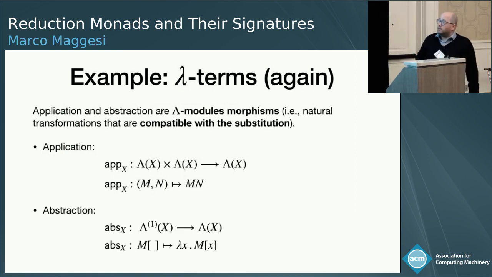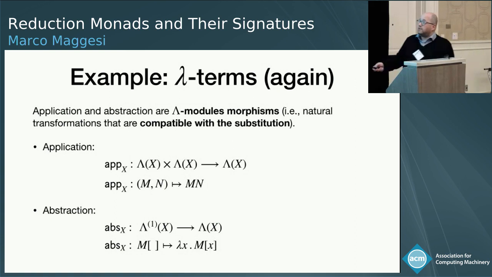And the other example is abstraction. And in this case, you have lambda 1 X to lambda X. The derivation here, the 1, is needed because in the substitution you have a variable which is bound. Again, this is a module. This is a morphism of modules over the monad lambda. It's not a morphism of monads.